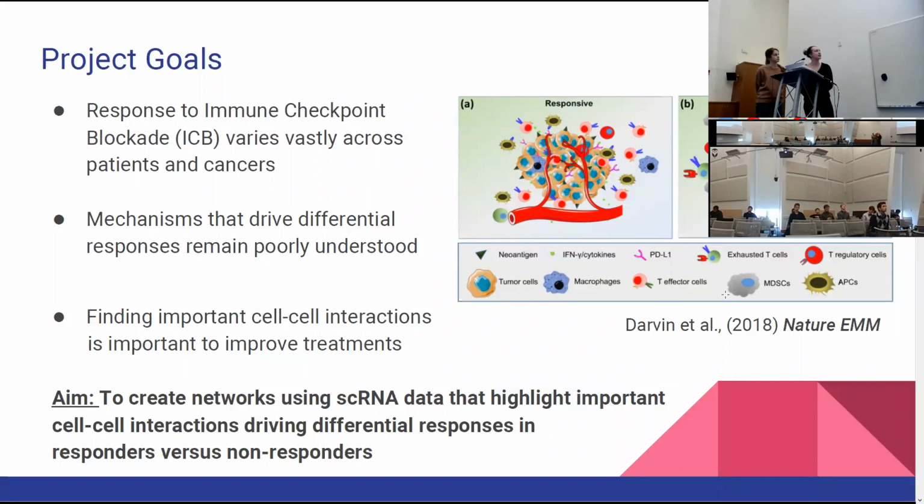So our aim is to create networks using single-cell RNA-seq data that highlight important cell-to-cell interactions that give differential responses in responders versus non-responders. This has been done in heat maps in mouse cells, but we wanted to create networks that are more able to be visually understood. So our three aims: the first one is to create heat maps of these interactions. The second was to use gene enrichment analysis and find enriched pathways to then filter our data set. And then our last one was to create networks.